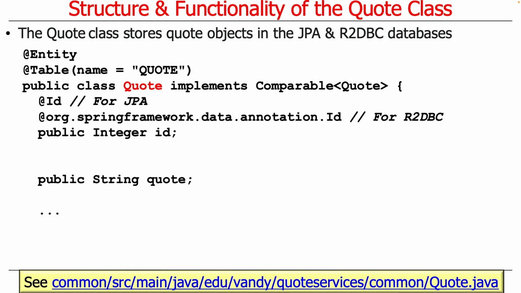Let's talk a bit about the quote class. So the quote class is very important. The quote class serves two purposes here. One is to be the means by which we send quotes from either zippy or handy back and forth between the client and server, number one. And number two, it's also used as an entity to be stored in a persistent manner by either JPA or R2DBC. And this required a little bit of fancy footwork to get this to work, and I'll talk about that here.